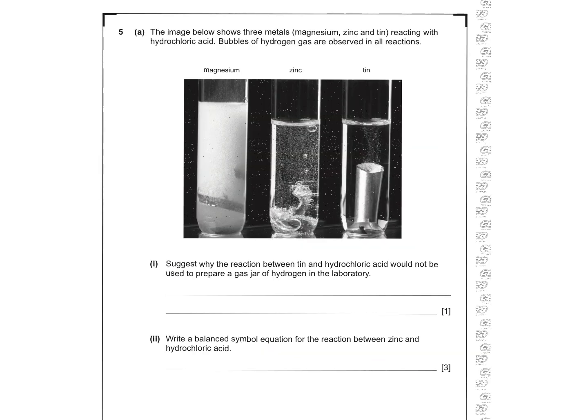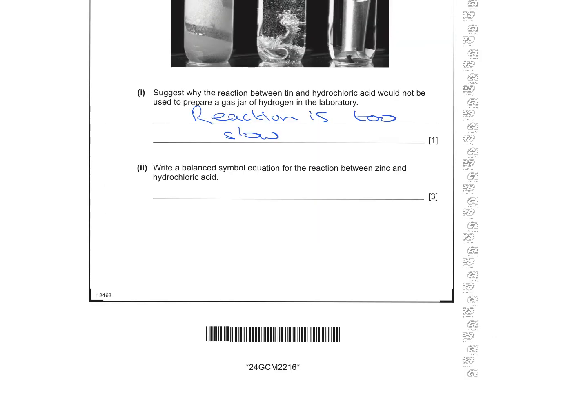Okay, on to question 5 then. Suggest why the reaction between tin and hydrochloric acid would not be used to prepare a gas jar of hydrogen in the lab. Well, if you look at these reactions, you can see with magnesium there are lots of bubbles, so there's lots of fizzing. And then with zinc, it's fizzing but not as much. And then with tin again, you've got the fizzing, but it is very, very little. So the reason we wouldn't use tin in the lab is because the reaction would be far too slow and it would take too long to make the hydrogen.